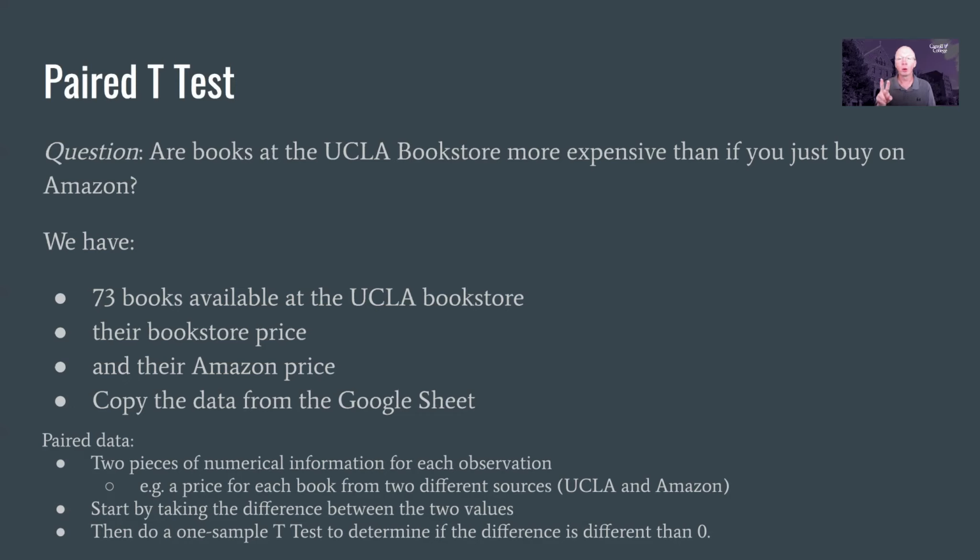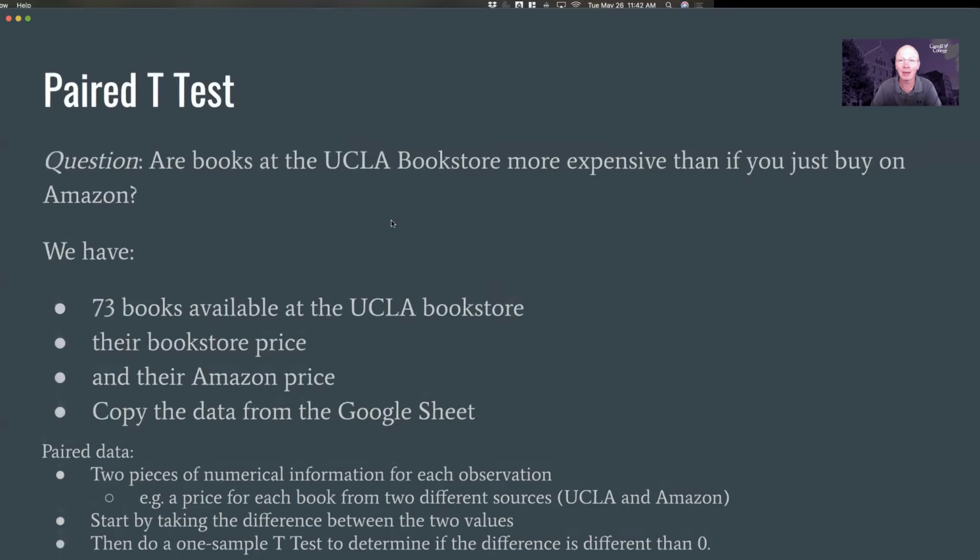So what we're going to do is start by taking the difference between those. I don't want to compare the prices individually. I want to look at the difference between those prices and see if that difference is statistically different than zero. I'm taking the difference because I know every single book has a pair. If I subtract UCLA minus Amazon, for example, and that difference turns out to be positive way more often than not, then the UCLA bookstore must have been bigger.